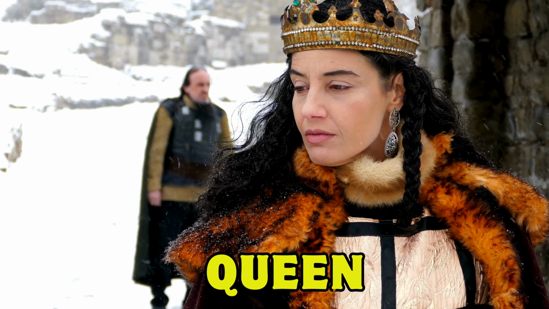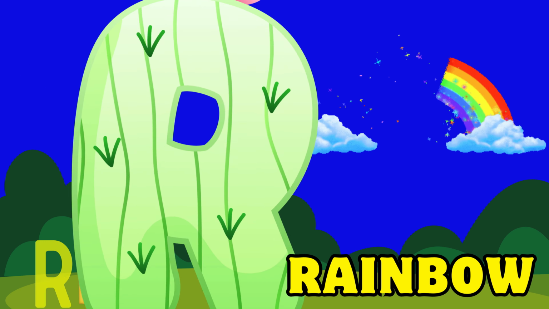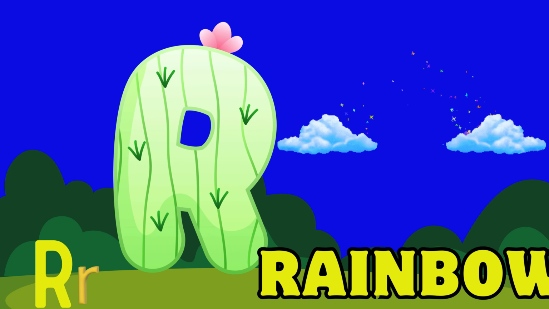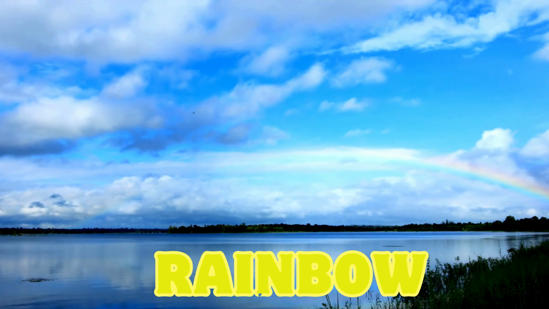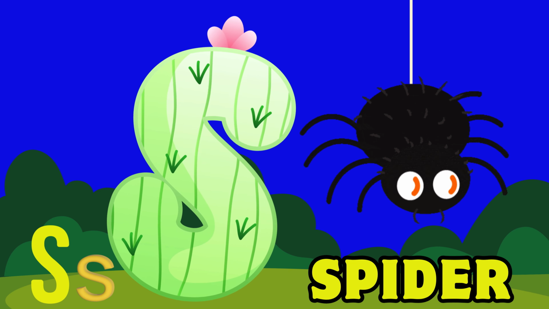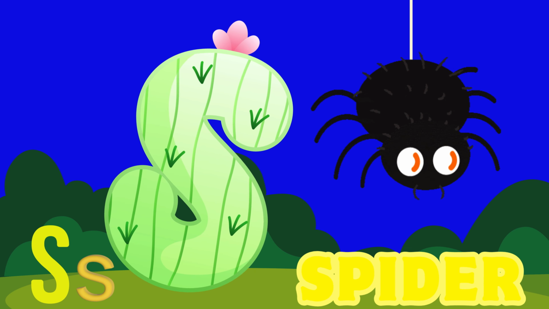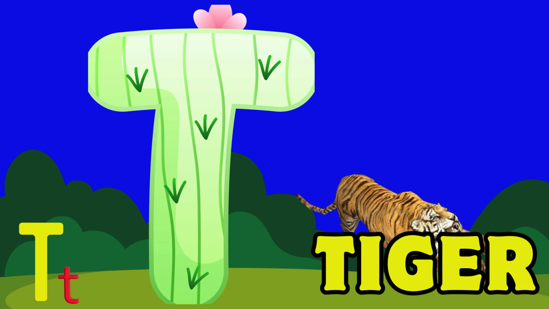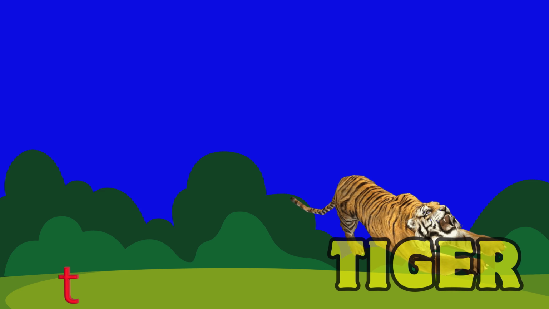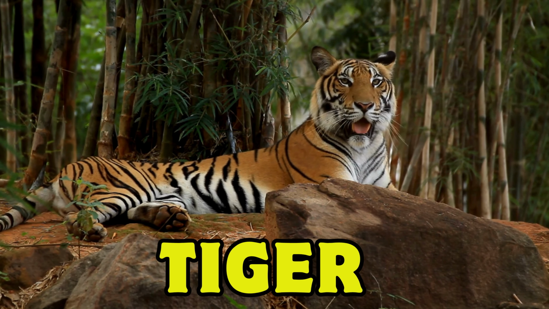R is for rainbow. S is for spider. T is for tiger.